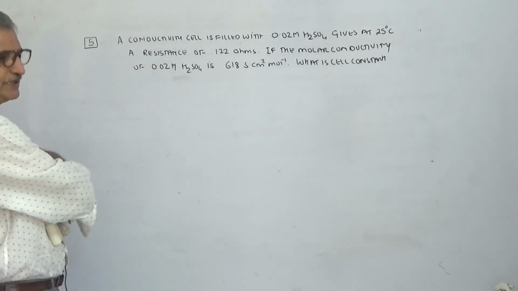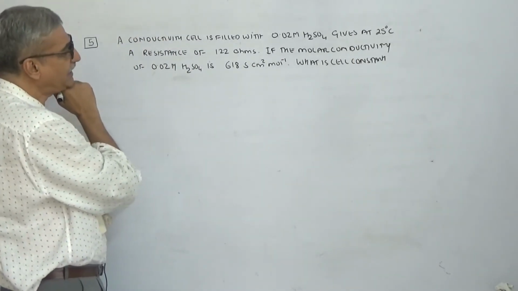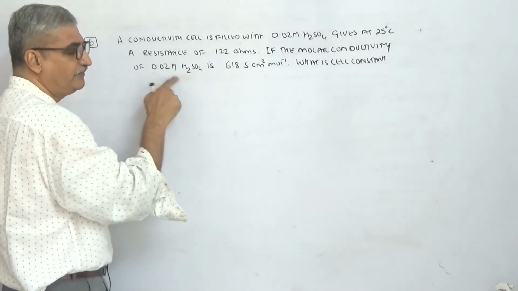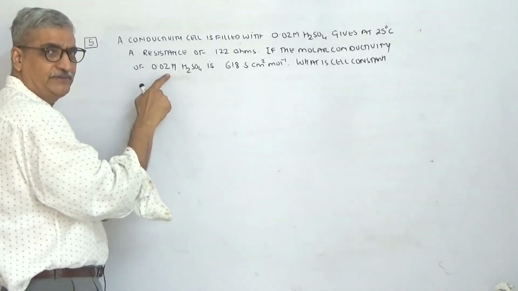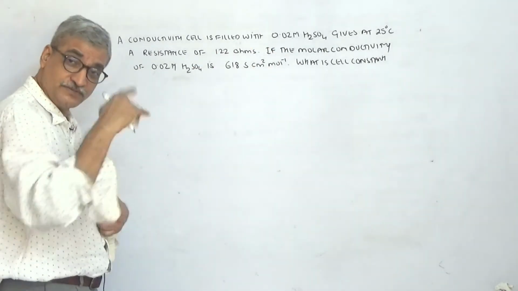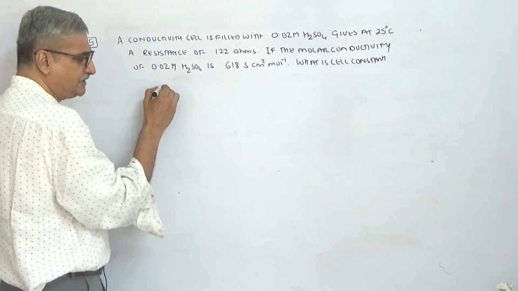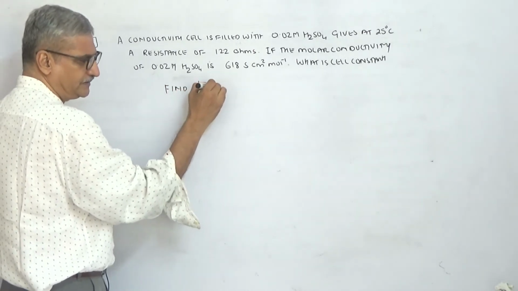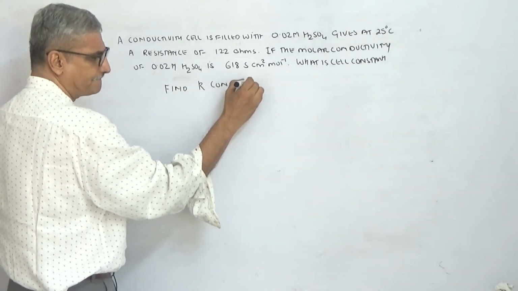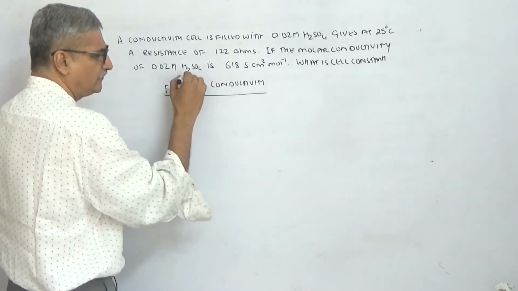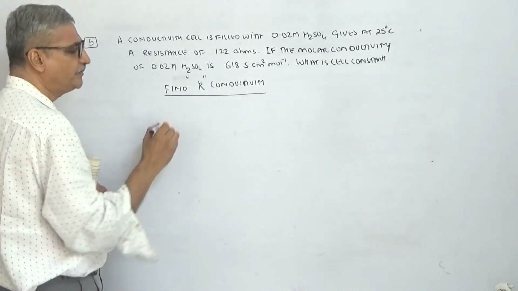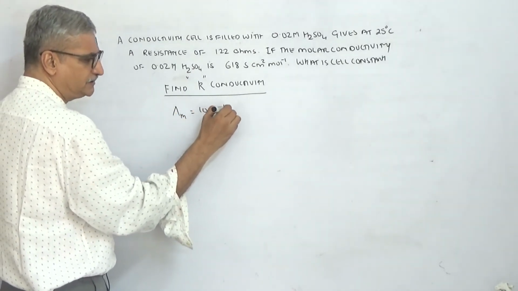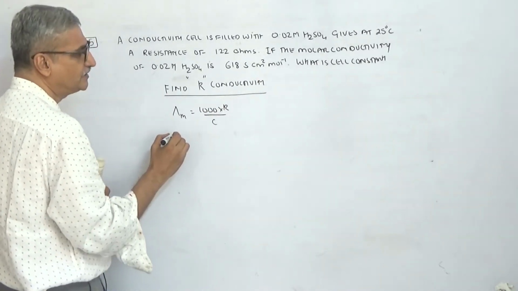So see, what do we have? From all this, we can calculate K. K will be equal to 1 upon R into L by A. It's the opposite of what we did in the first one. So first find K, the conductivity. Kappa M is equal to 1000 into K by C.